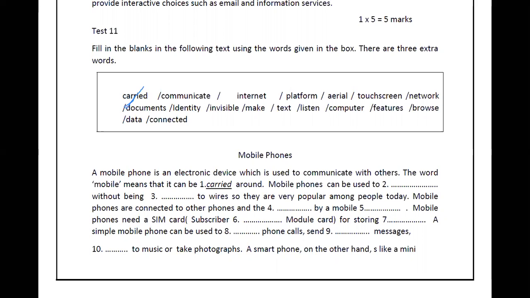Mobile phones need a SIM card, within brackets subscriber blank module card, for storing blank. A simple mobile can be used to blank phone calls, send blank messages, blank to music or take photographs. A smartphone, on the other hand, is like a mini what?